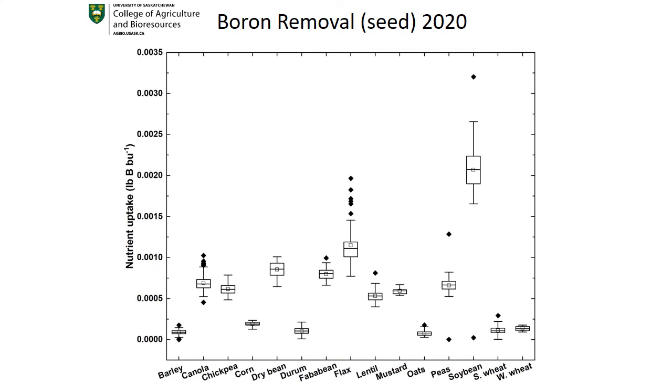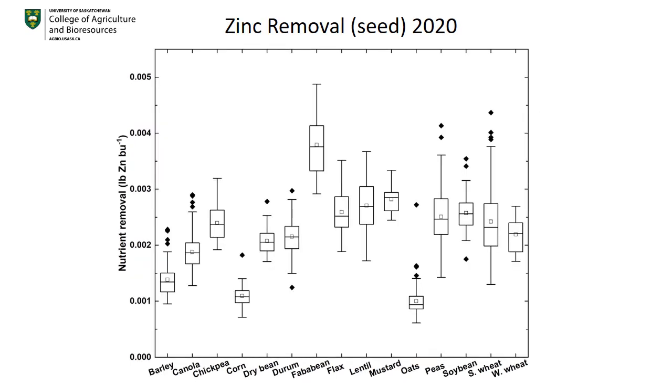Boron, we also saw lots of variability, many outliers here, and soybeans a real standout crop as it turns out in terms of boron removal relative to other crops. So again, a real need to get a really robust data set. Zinc, also a lot of variability and different median values with the different crops. Faba beans standing out as a big user of zinc.